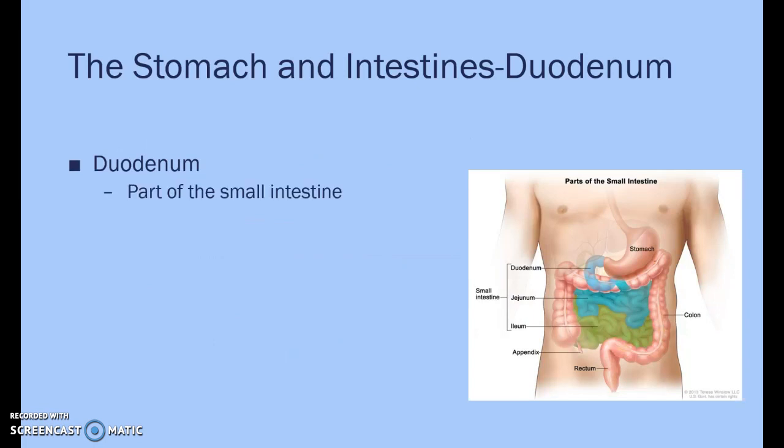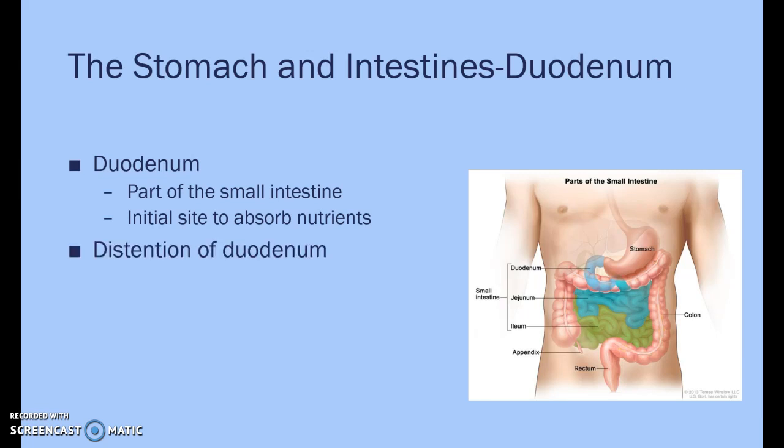The duodenum is part of the small intestine and is the first digestive site that absorbs a significant amount of nutrients. The duodenum can be distended as well, or can become distended, and that's also related to feelings of satiety, feeling like you're full, things like that.